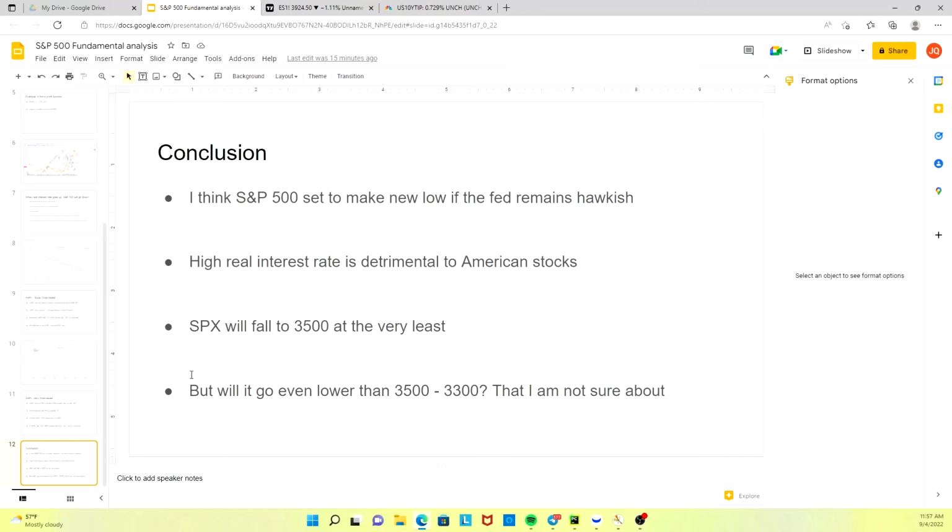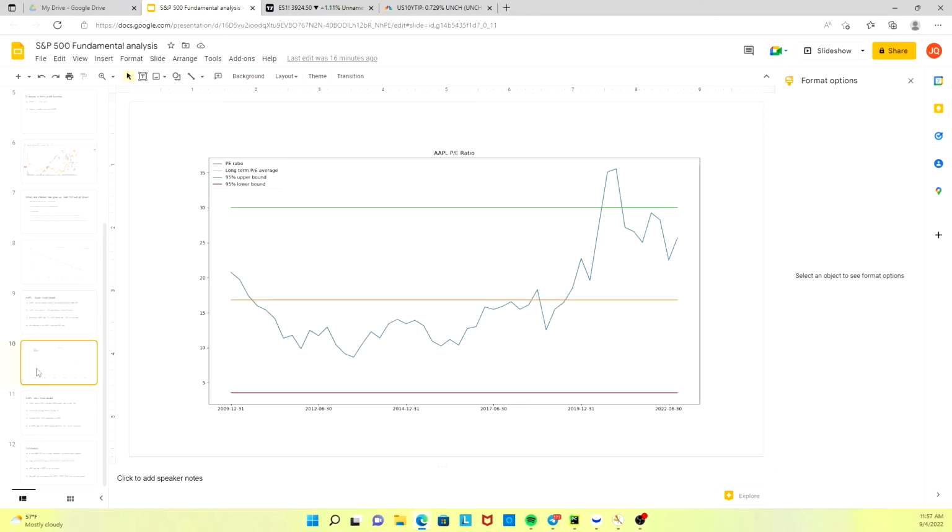So here's my conclusion. First, the S&P 500 should make a new low if the Fed remains hawkish. And the second conclusion is the real interest rate, the higher it goes, the worse it is for American stocks. And I think the S&P 500 will fall to at least 3,500. But will it go lower than, say, 3,300? That I'm not sure about, but I think that's very likely, because in my analysis, I only take into account Apple and the real interest rate.